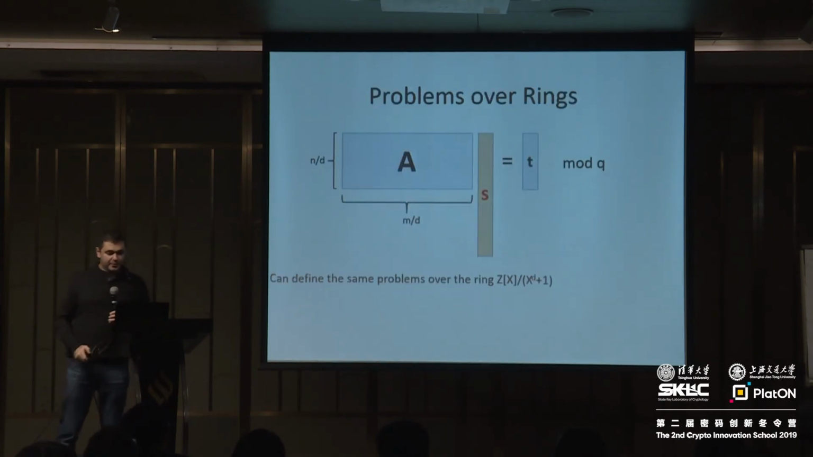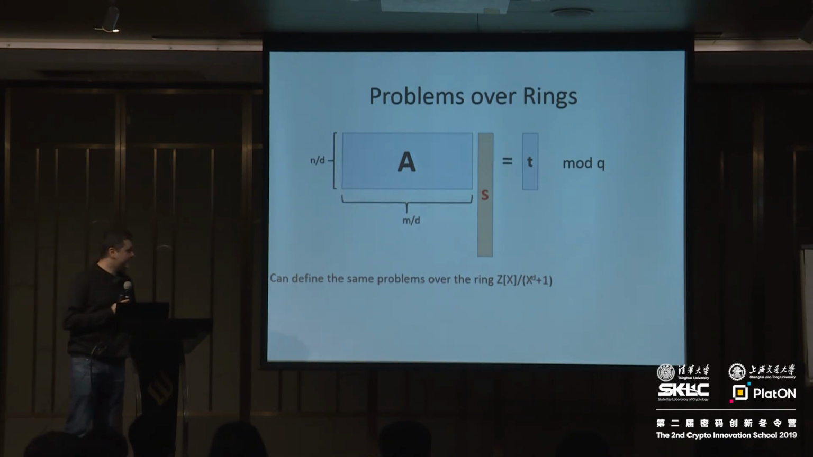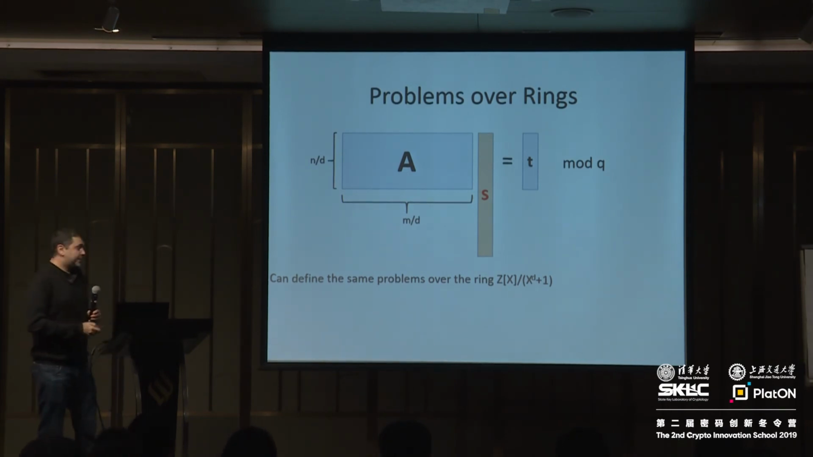Okay, so now we're going to define this ring version of the LWE problem, which I just simplified by saying it always can be written as AS equals T, because it really can be, by defining the same problem not over the integers, but over polynomial rings. So it's just multiplication and addition, but before we were doing it over Z, and now we're doing it over this polynomial ring.